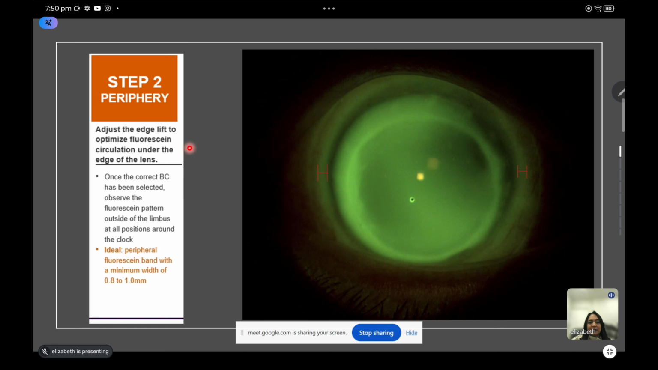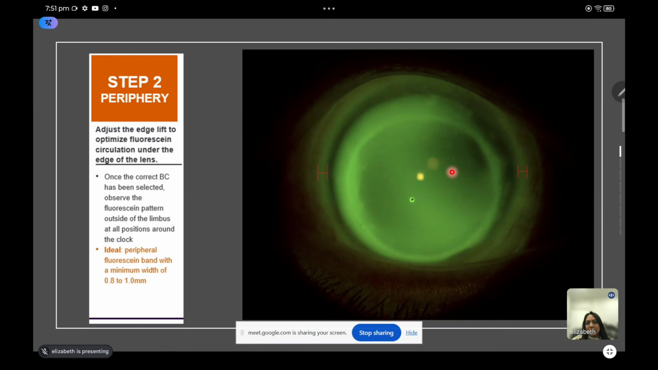So we do want to see this fluorescein band around the limbus. That's what we're aiming for with the periphery. You want to see at least 1 millimeter of fluorescein just beyond the limbus. So if you look at this whole picture from the center going out, we've got green everywhere, which means there's no touch over the cornea.